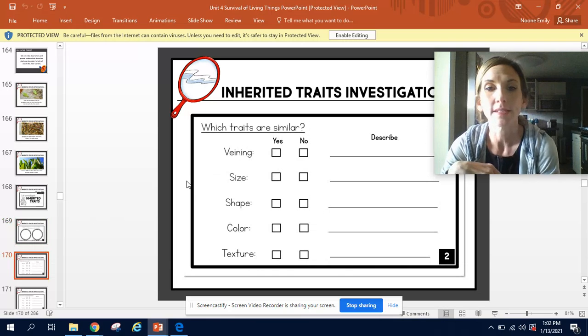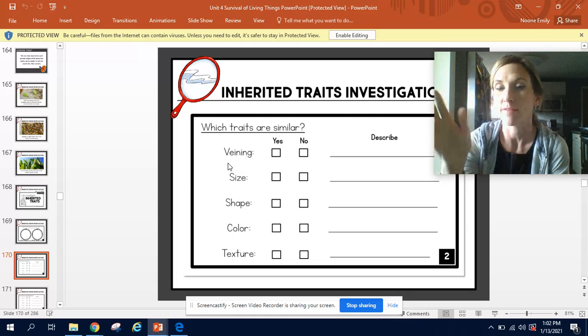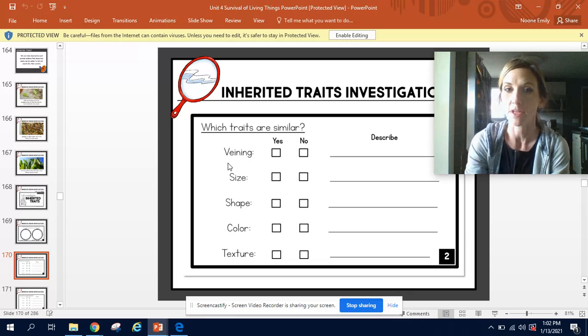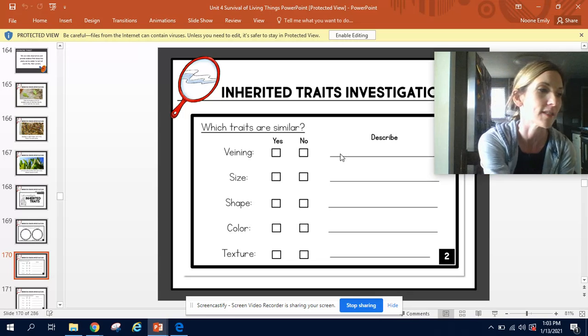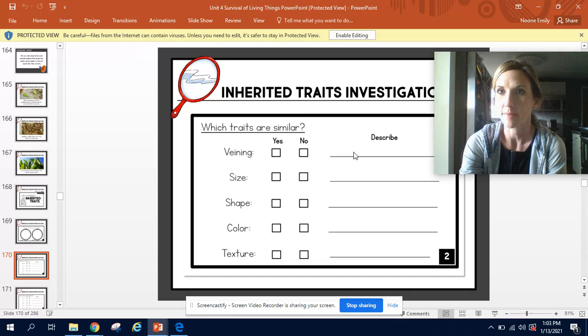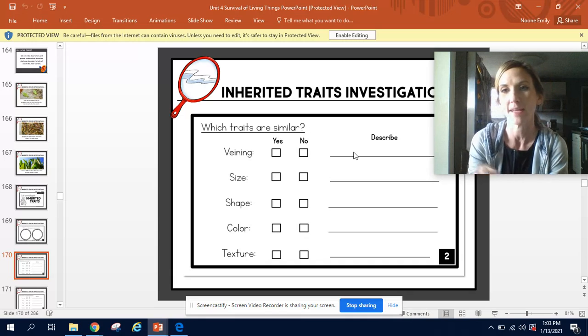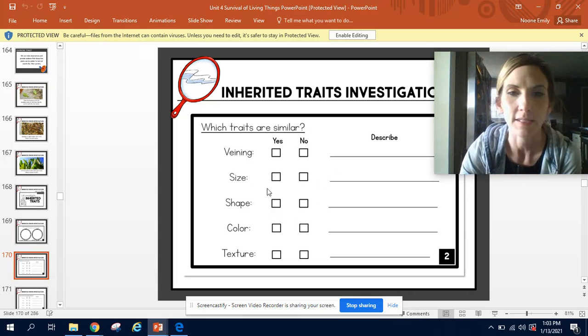Then we're going to see which traits they have that are similar, so kind of the same. So we're going to look at the veining. The veining is like the lines on the leaves. Are they the same? You'll check yes. If they're different, you'll check no. Okay? And then I want you to describe. So that means you'd say something like, no, they're not the same. One has only lines that go up, and the other has lines that go all over the place. Okay, something like that.